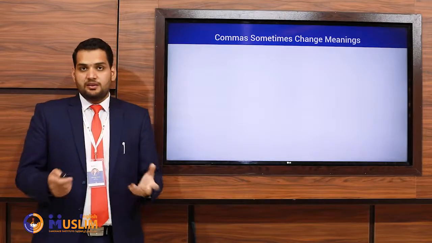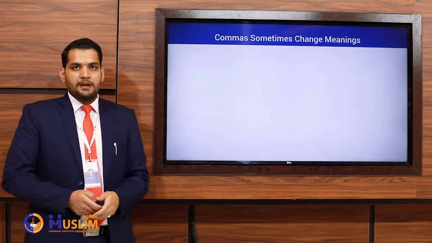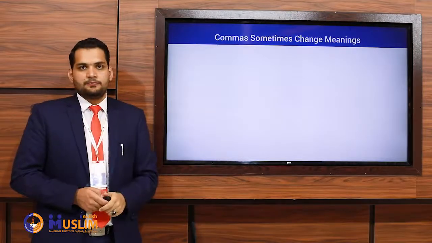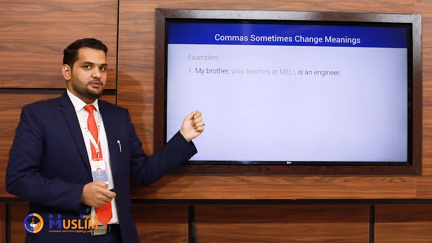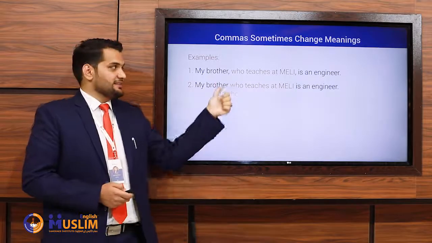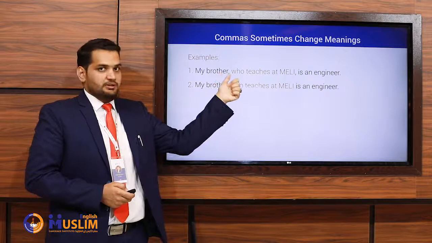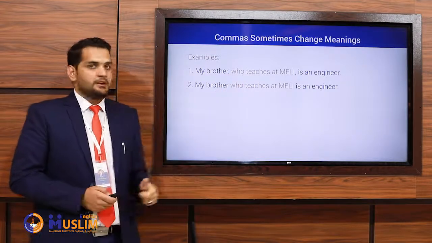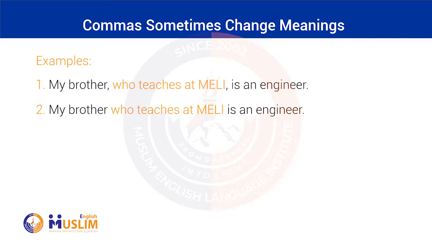Let's talk about a very important point. Sometimes commas change meanings. Let's have a look at these 2 examples. Number 1, my brother, who teaches at Meli, is an engineer. In this sentence, we have 2 commas, one before the adjective clause and one after the adjective clause. And number 2, my brother who teaches at Meli is an engineer.